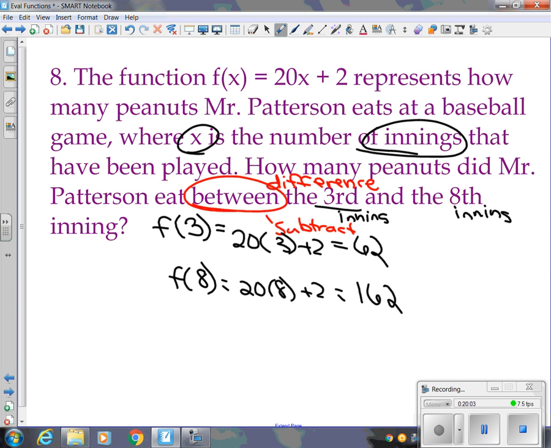162. Man, he's really liking those peanuts, isn't he? You ever sit mindlessly eat peanuts? You can eat a lot of peanuts. If you really like them and you're hungry, you can really go through a lot of peanuts.